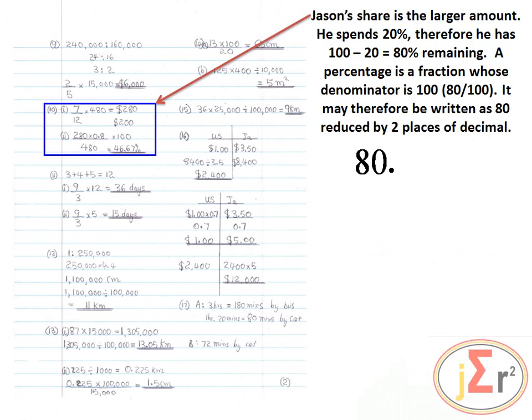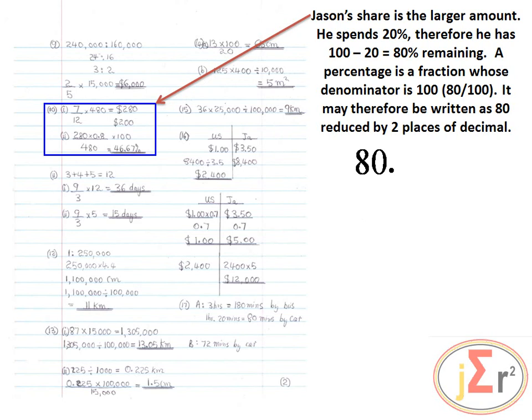The problem goes a step further. Jason spends 20% of his share. What percentage of the $480 does Jason now have? Jason's share is about to be reduced by 20% because he spends 20%. So what do we do?